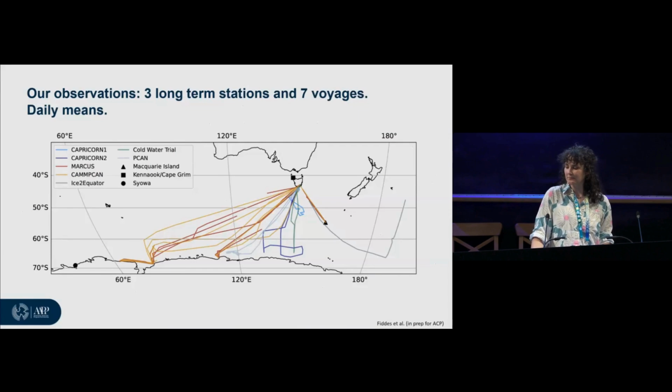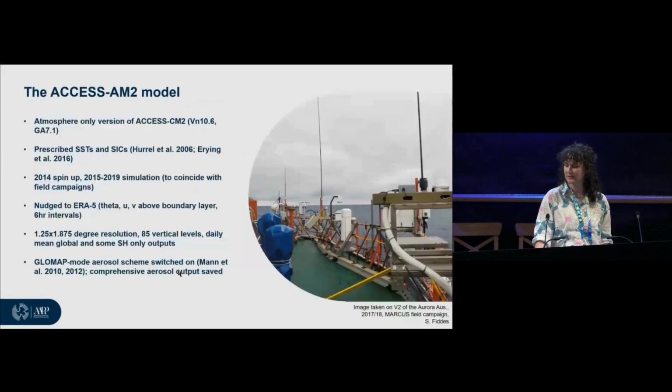We've got observations from a whole lot of field campaigns. We've got three long-term stations: Cape Grim, at the northwest tip of Tasmania here, Macquarie Island, and Sejong, the Korean Antarctic base. And then we've got a range of ship campaigns on both the Aurora Australis and the RV Investigator, transecting the Southern Ocean.